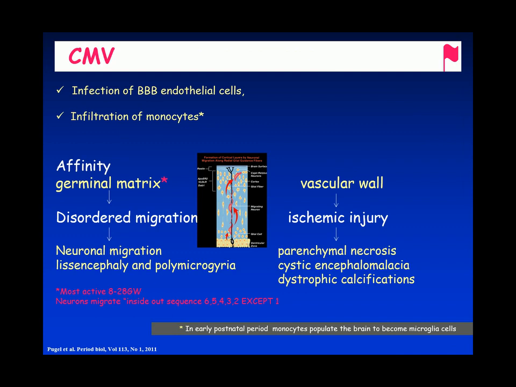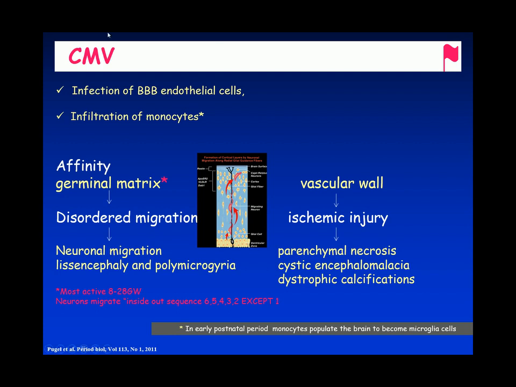There are several explanations why we see so many anomalies after CMV infection. The one is that there is infection of the blood-brain barrier endothelial cells. The second is that there is infiltration by the virus of the monocytes. And please pay attention to this notion: in early postnatal life, monocytes populate the brain and become microglial cells later on. So if these are infected, this is bad news.